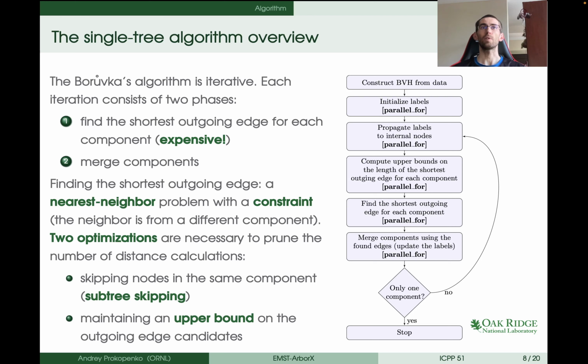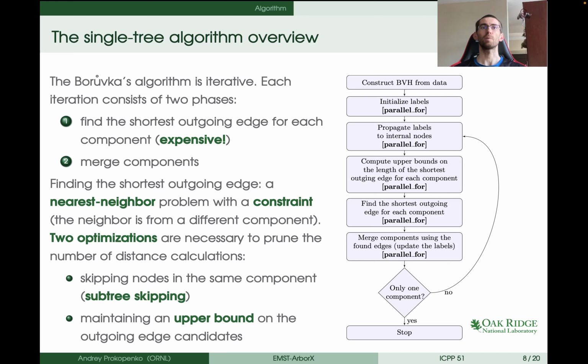As I mentioned before, Borůvka's algorithm is iterative, and each iteration consists of two phases. The first phase, which is the most expensive and crucial one to optimize, is finding the shortest outgoing edge for each of the components. The second phase is merging the components together, that we'll not be talking about because it's straightforward. Finding the shortest outgoing edge for a component can be seen as a nearest neighbor problem with a constraint, and that constraint is that the neighbor has to be from a different component, followed by finding the minimum out of all the shortest outgoing edges for the points in the same component.